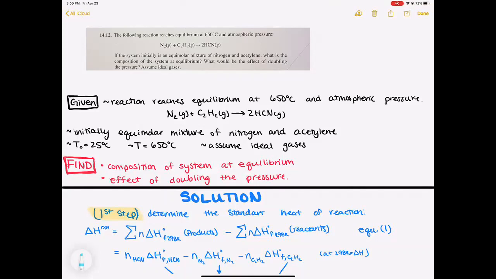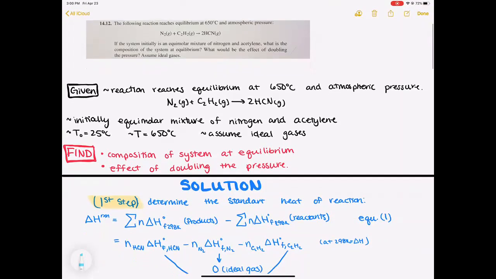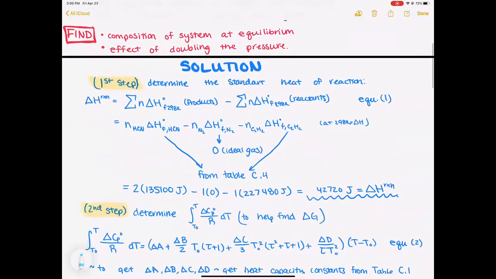T naught is set to be 25 degrees Celsius, so T is equal to 650, and it's assumed to have ideal gases. So with that, we're trying to find the composition of the system at equilibrium, and then we want to see if there's any effect of doubling the pressure.